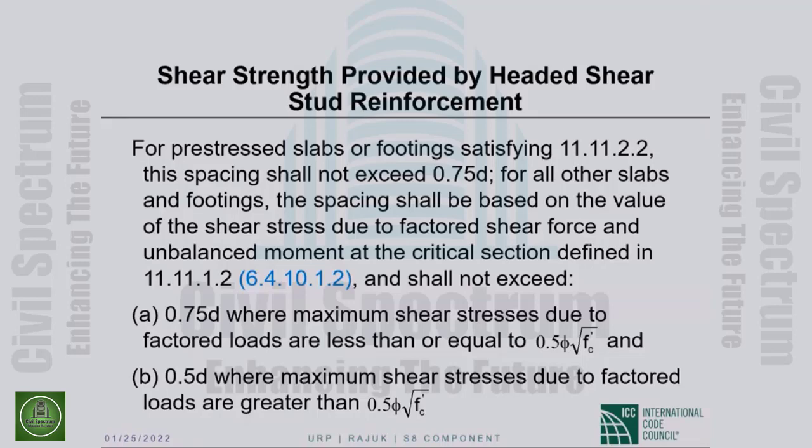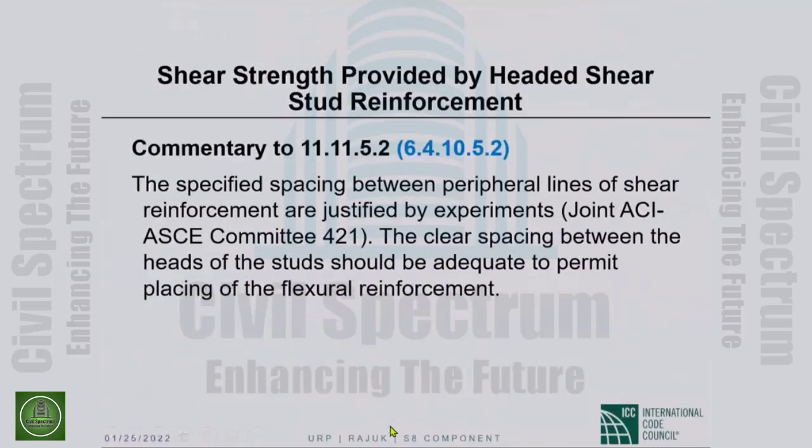So the summary of all this is the spacing of the stud legs, first of all, shall be uniform. Shall be the same. That's what the previous slide said. This spacing for pre-stressed concrete, which are post-tension slabs, shall not exceed 75% of D, period. If it is a conventionally reinforced slab, there is no post-tension, then the spacing shall not exceed 75% of D if the shear is less than or equal to 6 square root of f sub c prime, and the spacing shall be reduced to 50% of D if the shear is more than 6 square root of f sub c prime. That's the sum of everything that has been said.